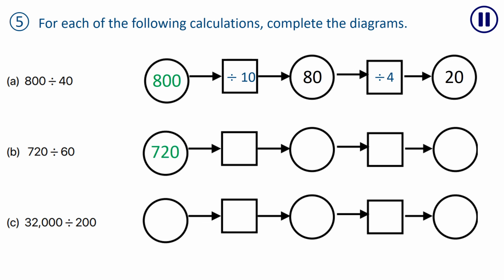In part B, 720 divided by 10 and then divided by 6 would be the division by 60. So 72 would be the division by 10, and 72 divided by 6 is 12. For part C, 32,000, we're going to divide by 100 and then divide by 2. 32,000 divided by 100 would be 320, and 320 divided by 2 is 160.